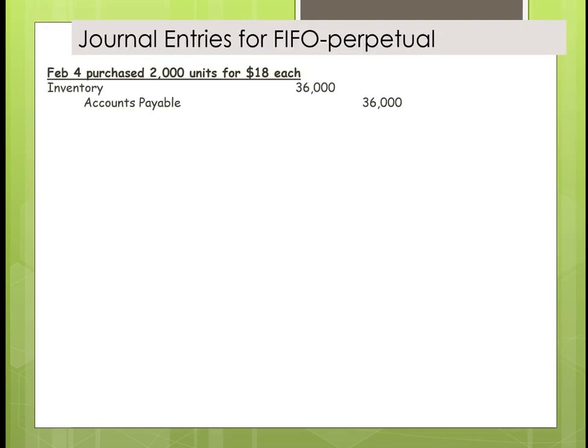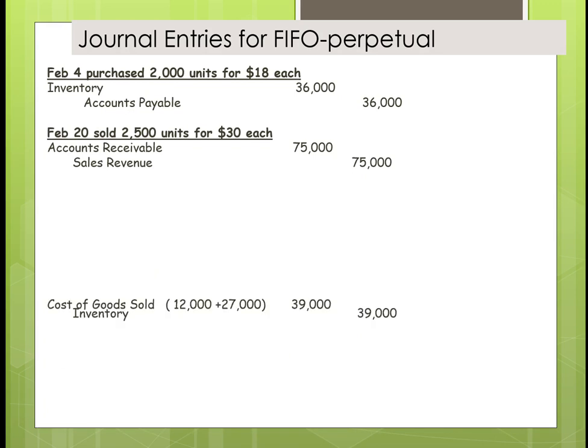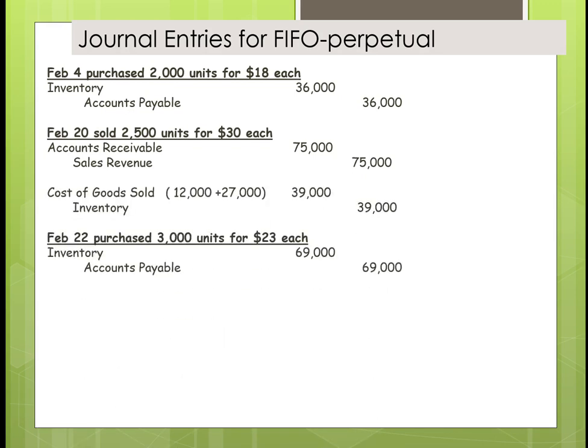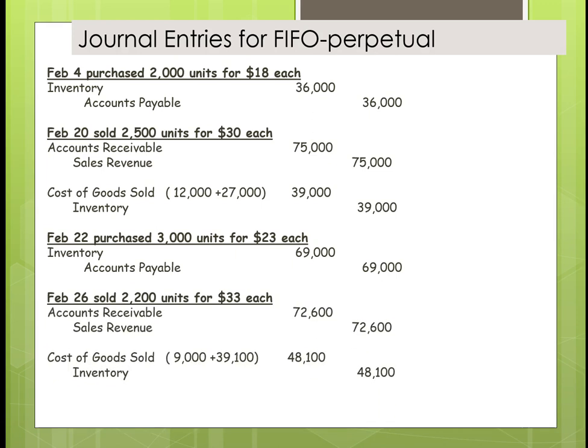So now let's look at all the journal entries. Our purchases, then our sales. Remember, we have to put cost of goods sold. Then we've got more of our purchases. Remember, everything goes to inventory under Perpetual. Then we have our sale, and remember, again, we book cost of goods sold.